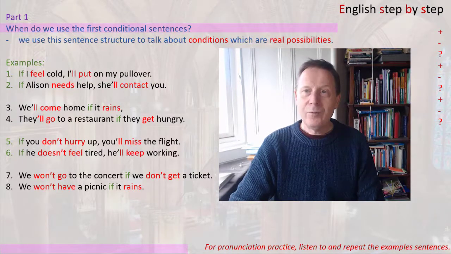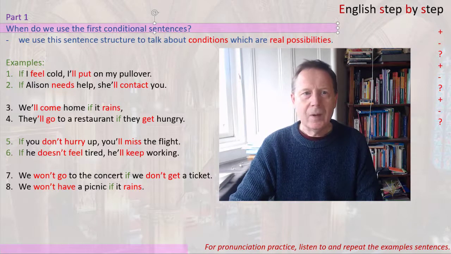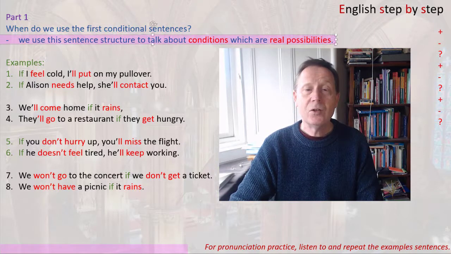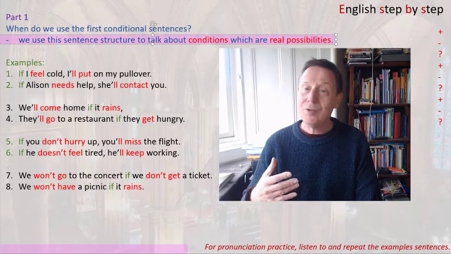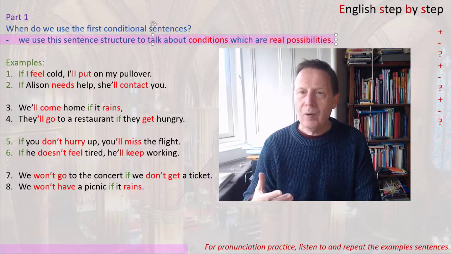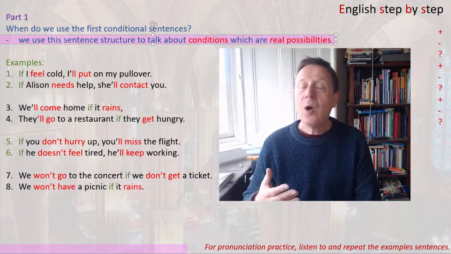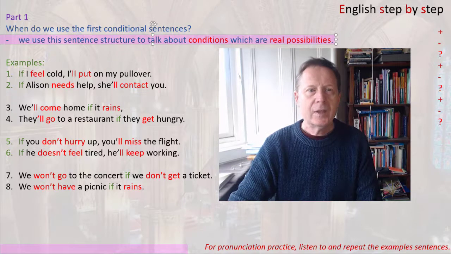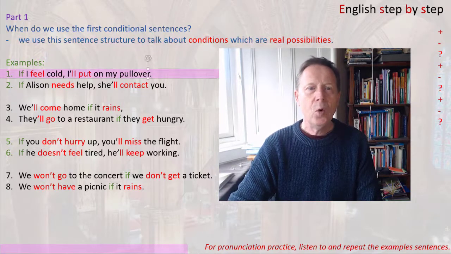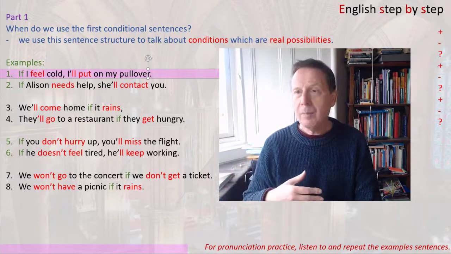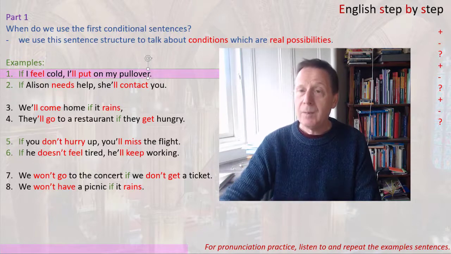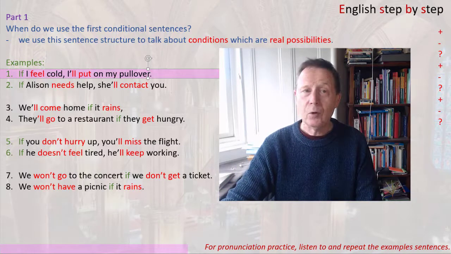When do we use first conditional sentences? Well, we use this sentence structure to talk about conditions which are real possibilities. So, real possibilities. For example, if I feel cold, I'll put on my pullover. So, it's a possibility that I'll feel cold. If Alison needs help, she'll contact you.